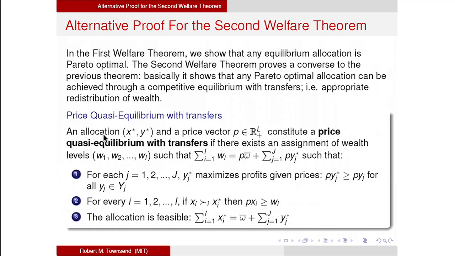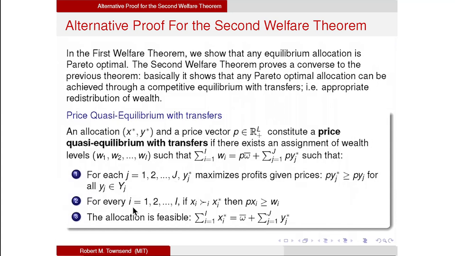Okay, so here's the definition. An allocation x star, y star and a price vector P constitute a price quasi-equilibrium with transfers if we can find wealth levels that add up to the total wealth, if each firm j is profit maximizing. So far, so good, nothing different. Here's the difference.